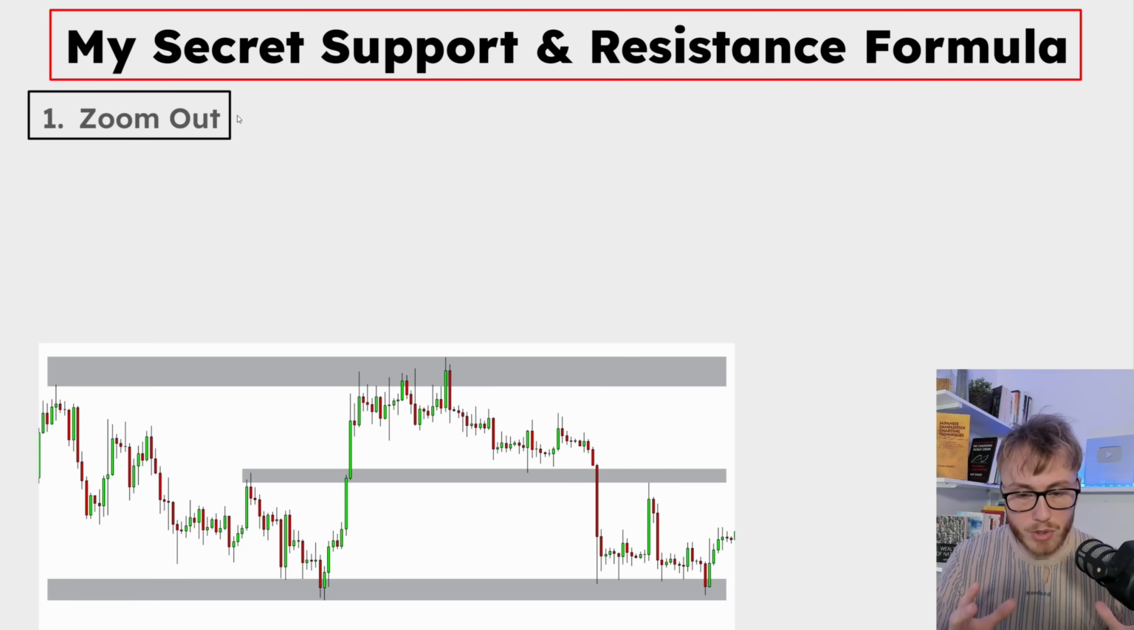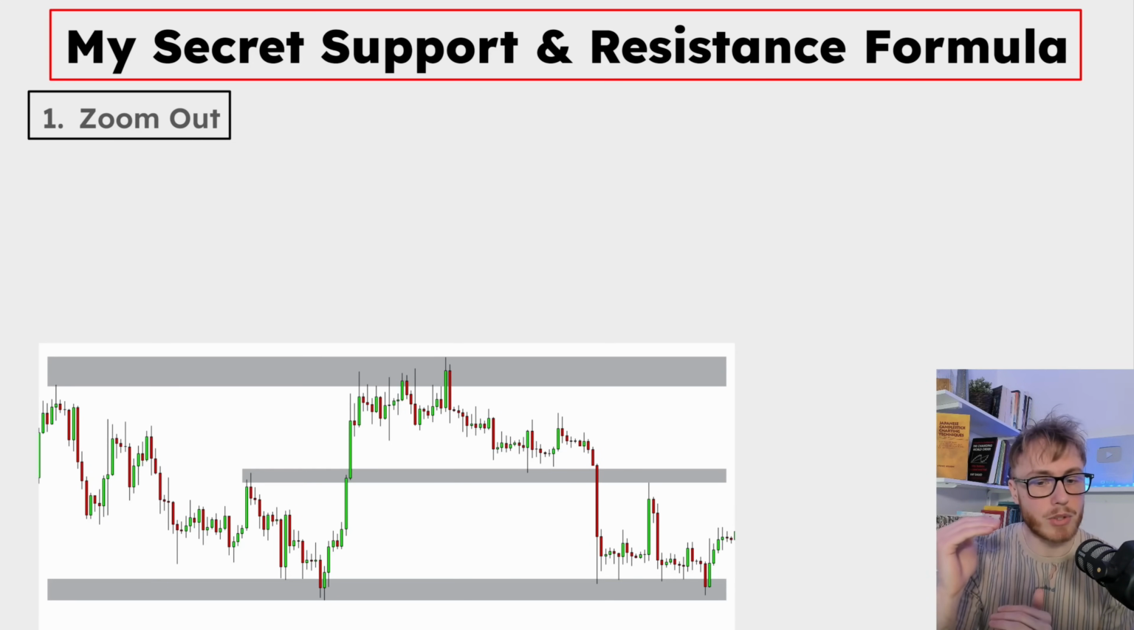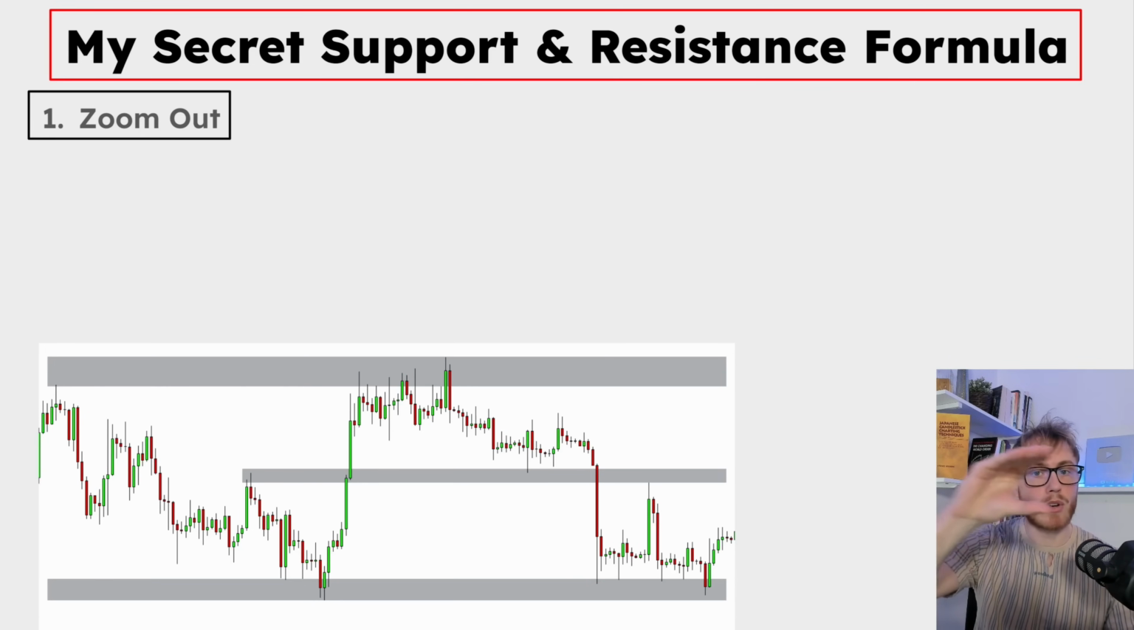So when you are trading and you're getting too close to the chart, it can be super easy to try to overanalyze everything. If you really try to, you can find levels that look like potential support and resistance pretty much everywhere. So that is why the first step in my formula to draw support and resistance is to zoom out, take one step back from the chart, and try to identify the levels that are super clear on the chart and that pretty much all traders can see.